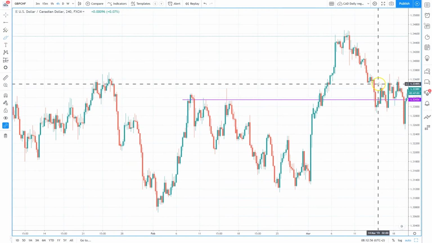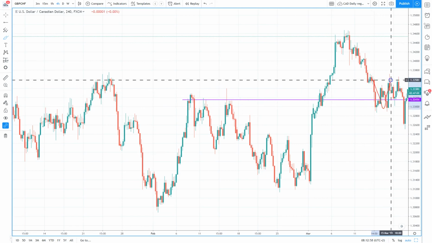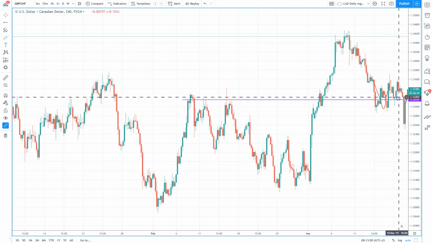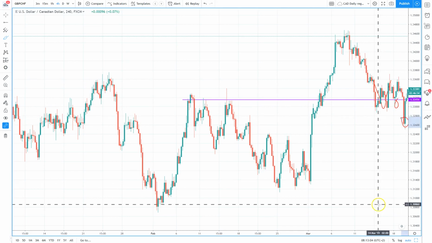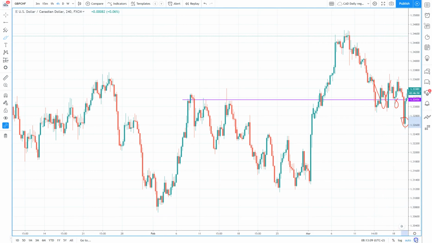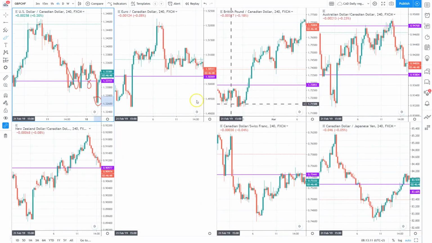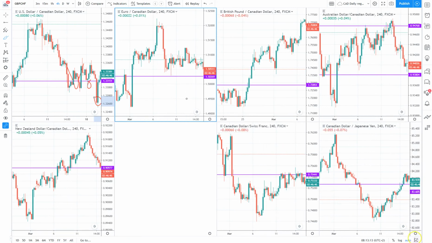I'm going to see if I can draw this whole thing as my V and this as my test 1 and that as my test 2. Because at this moment I don't know what's going to happen. Let's see what the other pairs are doing right at this moment. Okay, let's open this one up.